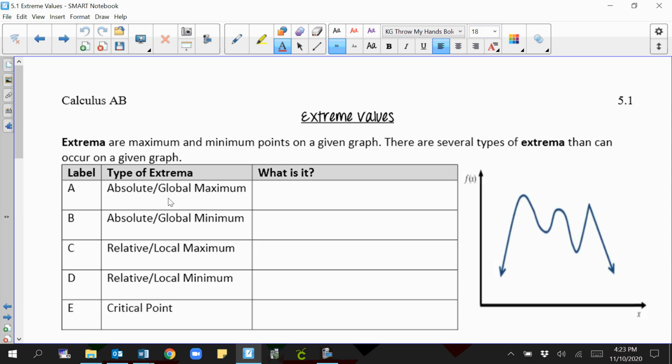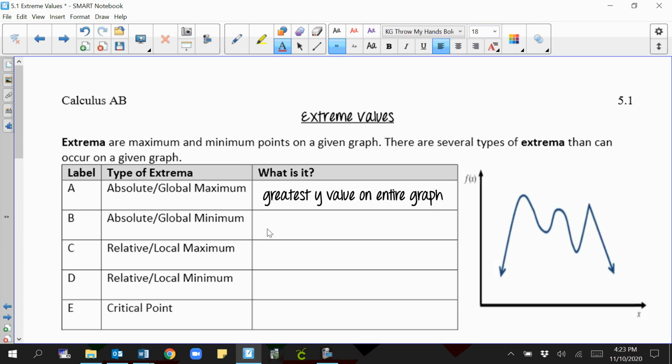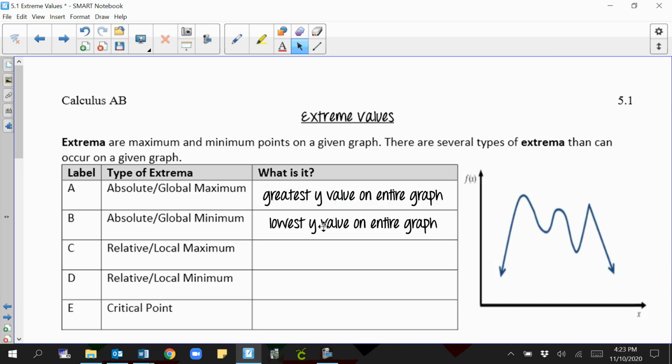So if you have an absolute or a global maximum, that is the greatest y value on the entire graph. So your absolute slash global maximum is the greatest y value on the entire graph. And similarly, your absolute slash global minimum is the lowest y value on the entire graph. So absolute means the highest and the lowest on the entire graph.